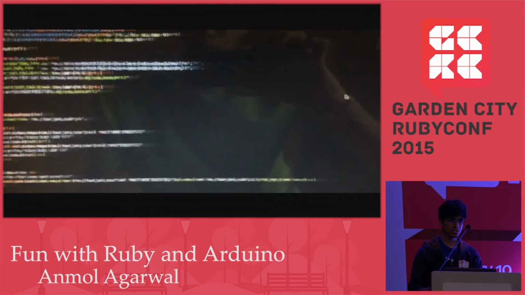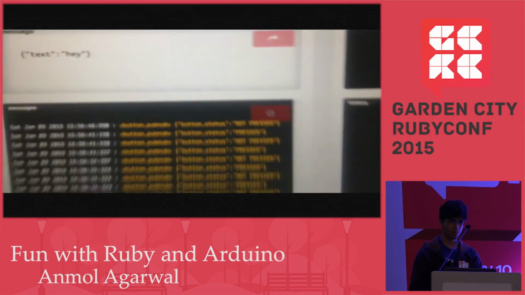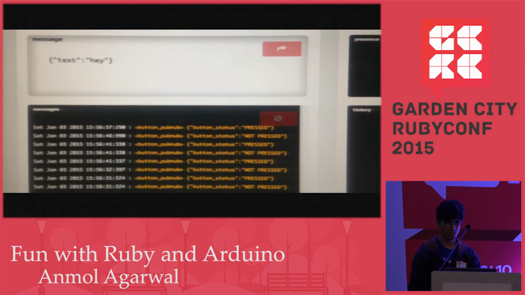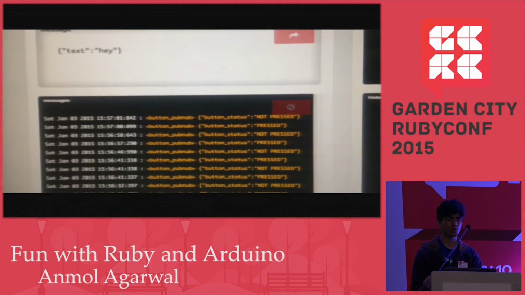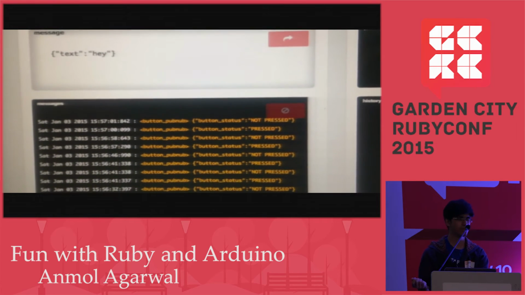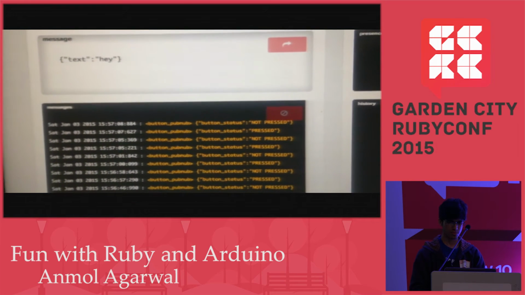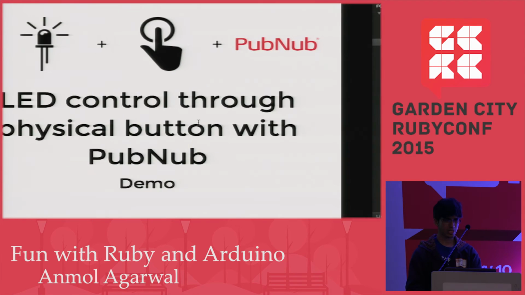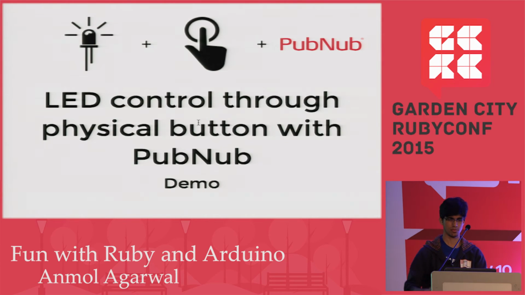This is the terminal. Just to make sure it's actually going there and coming back, this is the PubNub developer console, and you can see the messages getting published there. Here I pressed, then not pressed, pressed, not pressed. You can see the response time here. So we got the LED to blink, then controlled it through the button, then built it on the Rails server, and then took it to real time.